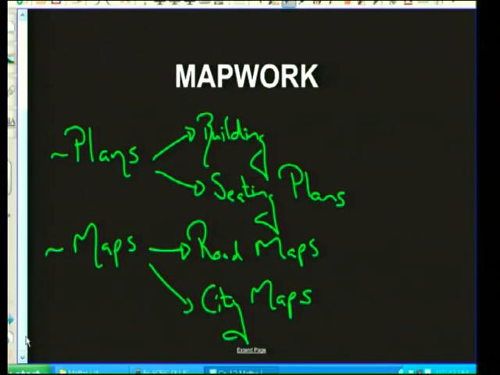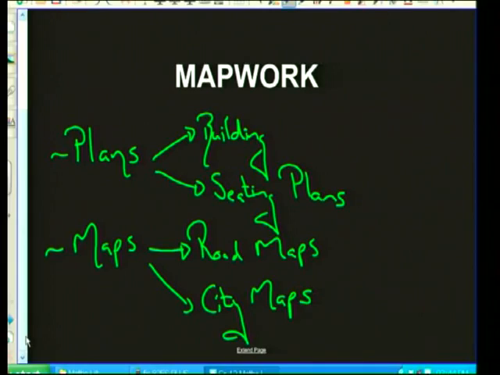Now, under this whole topic of Mapwork, we are going to look at different plans, and then as well, we are going to look at maps. The type of plans we're going to look at is building plans, as well as seating plans. And by seating plans, what do we mean?